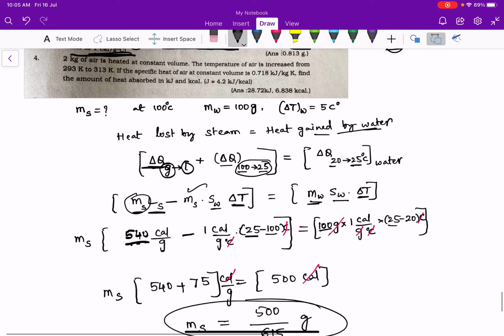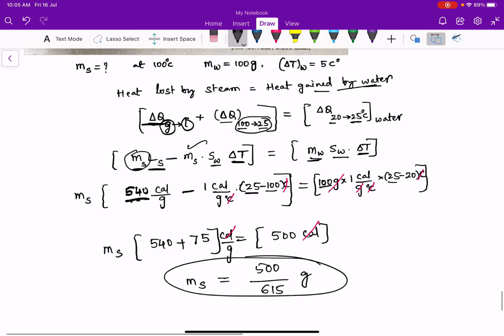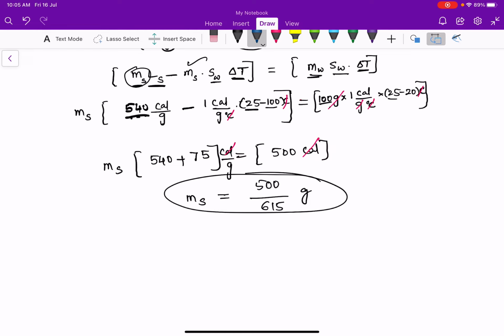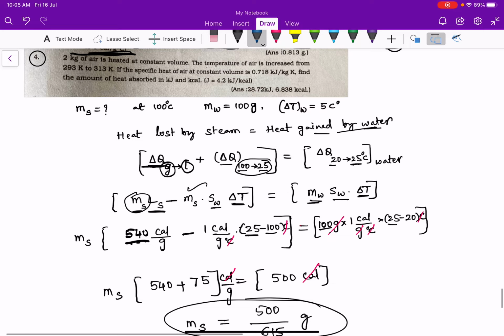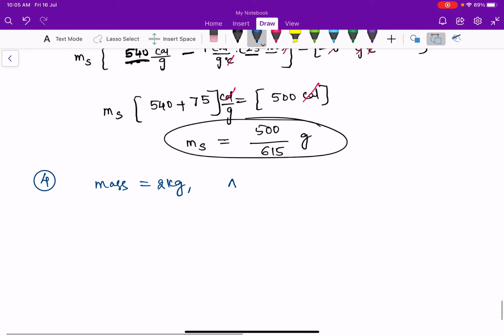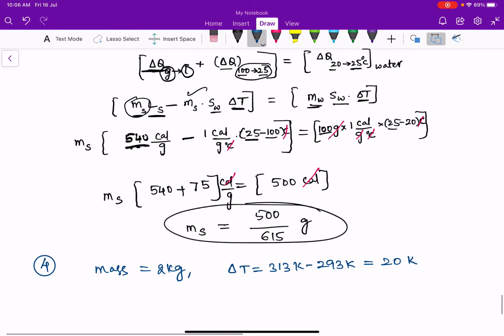Okay, now I'm going to explain problem number 4 here. Problem number 4: 2 kg of air is heated at constant volume. Volume is kept constant. The mass of the air is equal to 2 kg, and the temperature of air is increased from 293 Kelvin to 313 Kelvin. So change in temperature equals 313 Kelvin minus 293 Kelvin, which is equal to 20 Kelvin, right?